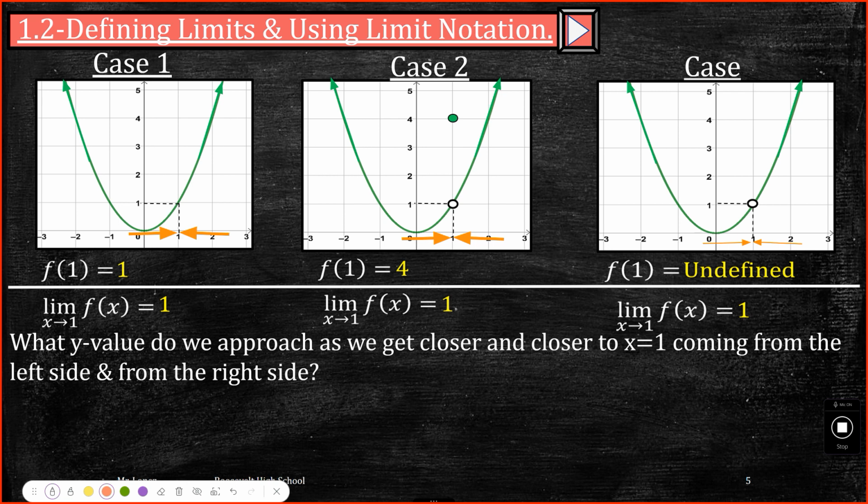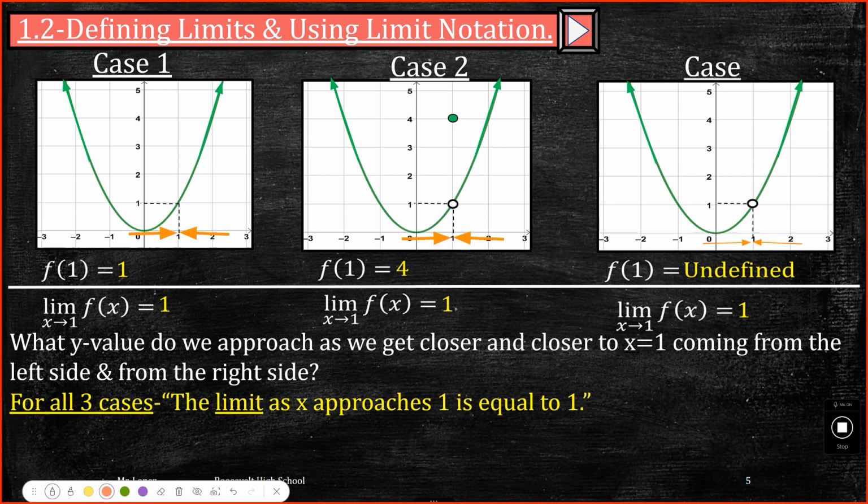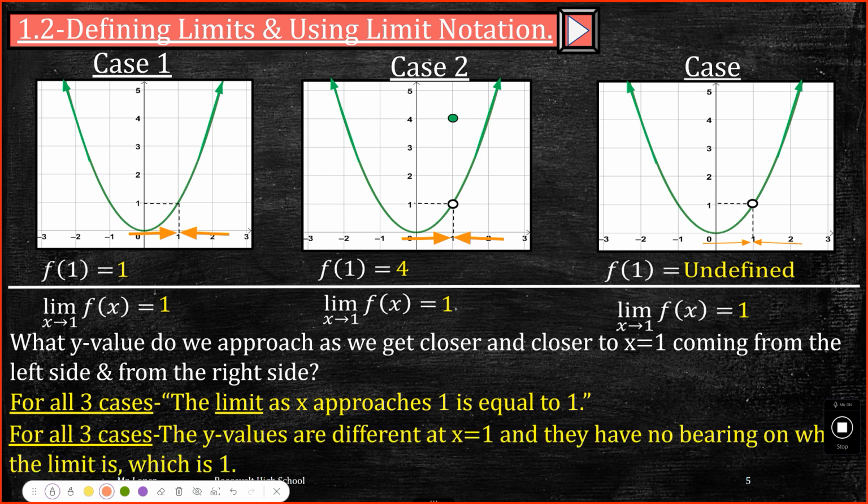If you don't get this, you can go to the website and get anything you're missing, because I have to keep going. All right, we're moving on. For all 3 cases, the limit as x approaches 1 is equal to 1. For all 3 cases, the y values are different at x equal to 1, but they have no bearing on what the limit is, which is 1.